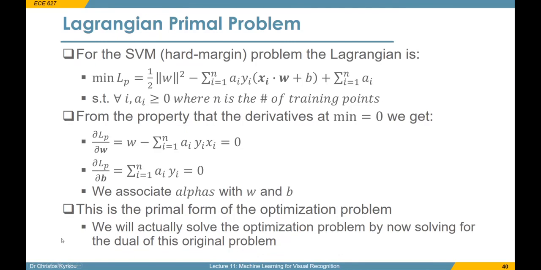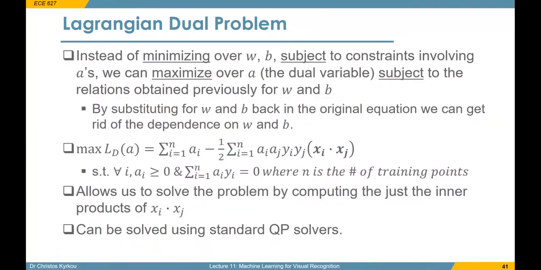But we will actually solve this equation to find the values of w and b using the dual formulation. So the relationship between duals and primal problems in optimization is that in one case we minimize over some values subject to some constraints. In the other case, we maximize the constraints subject to what we previously used as the objective function.